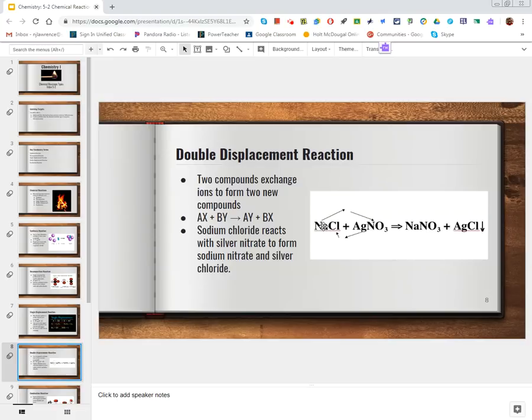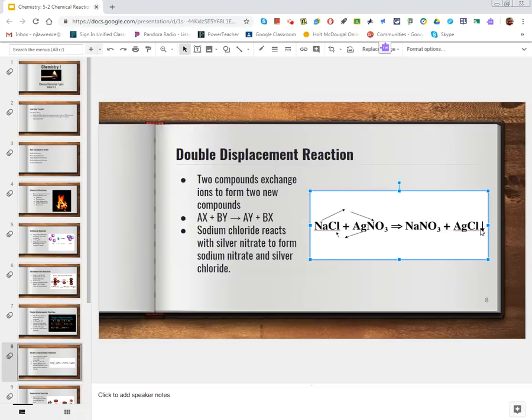Here you can see that sodium and chlorine came to the party together. Silver and nitrate came to the party together. However, after the night ended, sodium realized nitrate was a better fit. Silver realized chlorine was a better fit, and so they switched partners to create sodium nitrate and silver chloride. On a side note, this little arrow down could also be represented by a P or a PT.